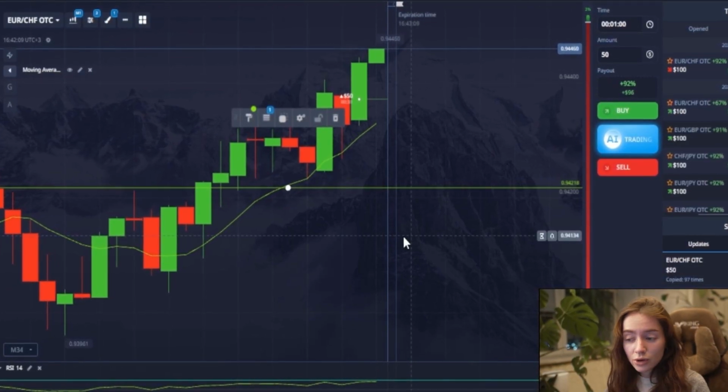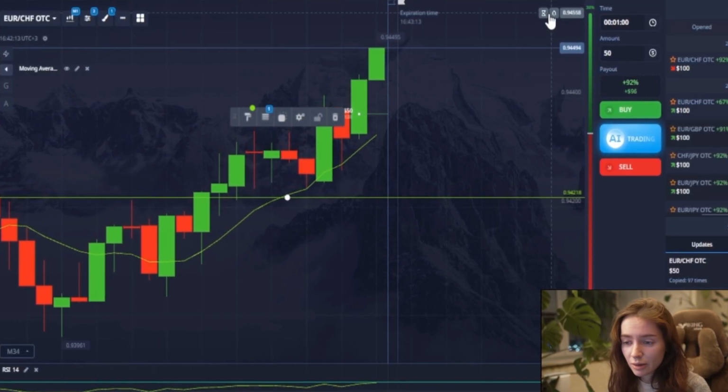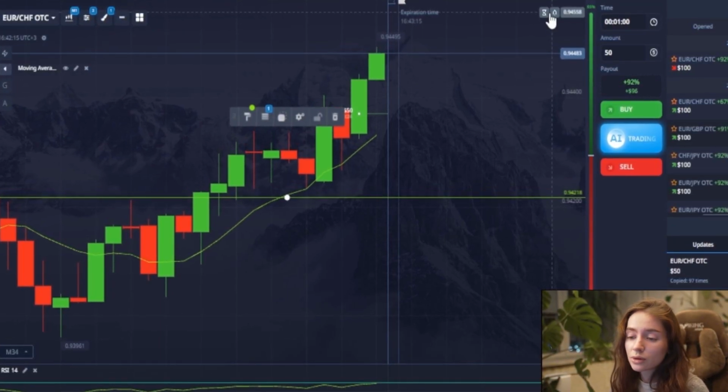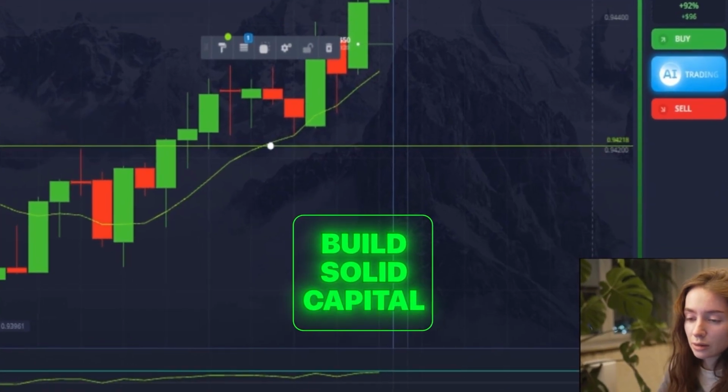Once again, we risk 2–3% of the deposit. Don't rush after big money. We'll have time to earn steadily over the long term and build solid capital.